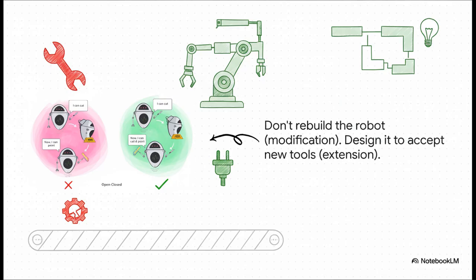Think about it. You wouldn't shut down a whole factory and take a robot apart just to give it a new drill bit, right? No way. You design it with a port where you can just plug in new attachments. That's extension, not modification. And that's exactly what we want to do with our code.